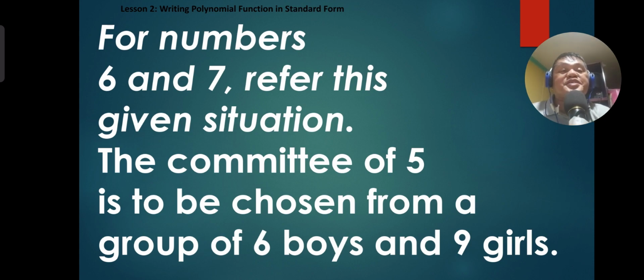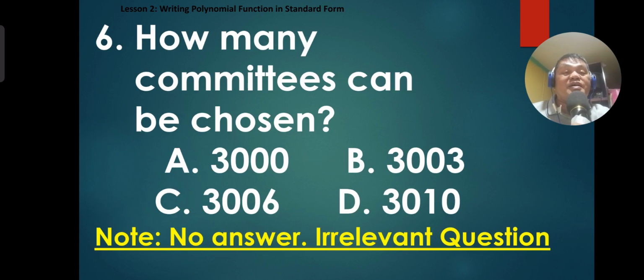For numbers 6 and 7, refer to this given situation. The committee of 5 is to be chosen from a group of 6 boys and 9 girls. Number 6. How many committees can be chosen? So in this case, there is no answer. I think the question is irrelevant. So there is no answer.